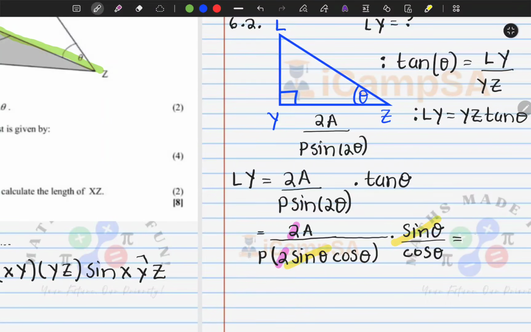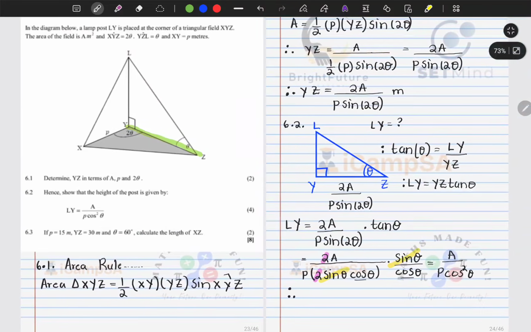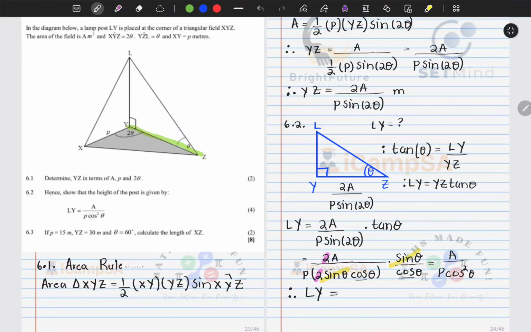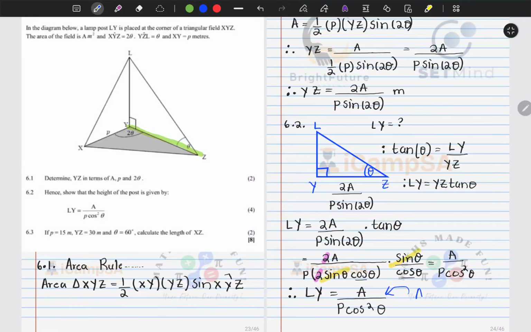So this then leaves our answer to be a divided by P into, you have a cos and a cos. So it becomes cos squared of theta. Therefore, we can just write our answer a bit neatly. You'll see that our Ly becomes a divided by P cos squared of theta. And this is exactly what they found. So this here becomes our answer. I hope that you do understand, and this gives you a smile. It's a doable question. You just had to apply yourself.